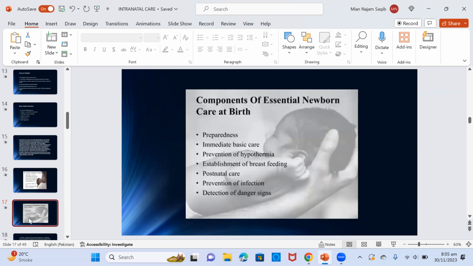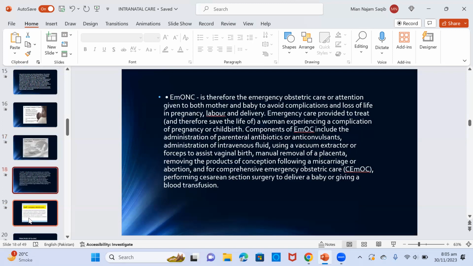The components of essential newborn care at the time of birth include preparedness, immediate basic care, prevention of hypothermia, establishment of breastfeeding, postnatal care, prevention of infection, and detection of danger signs.